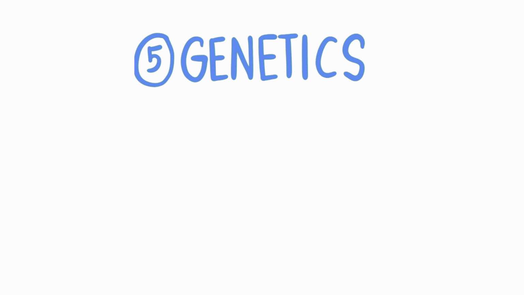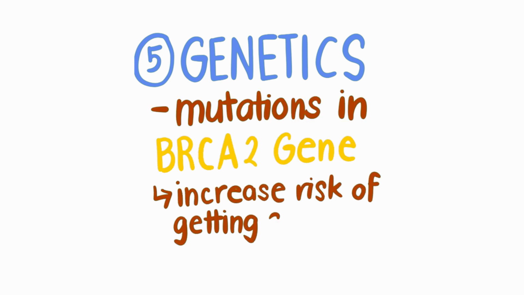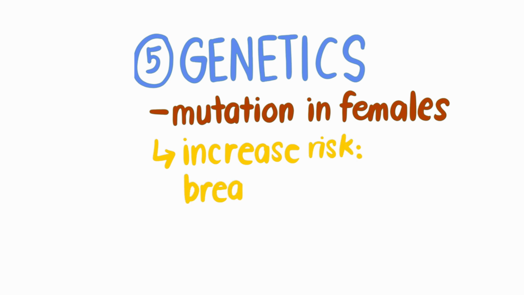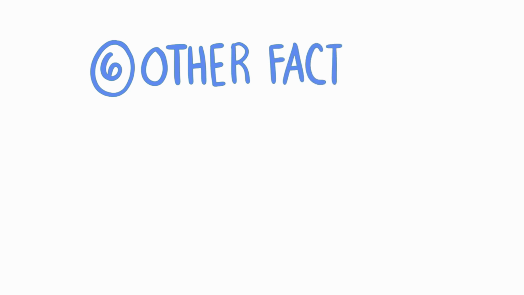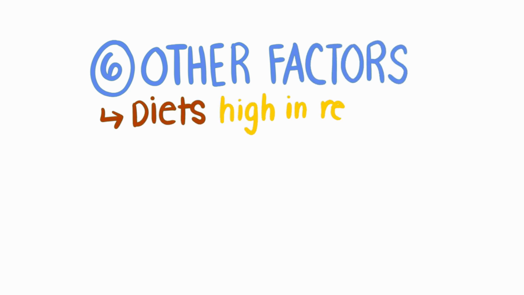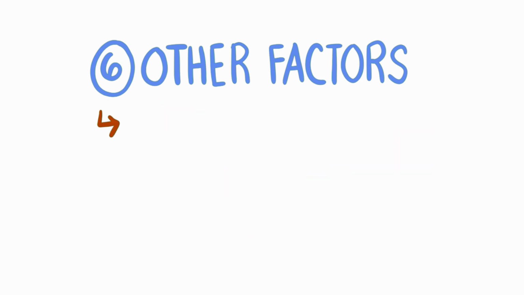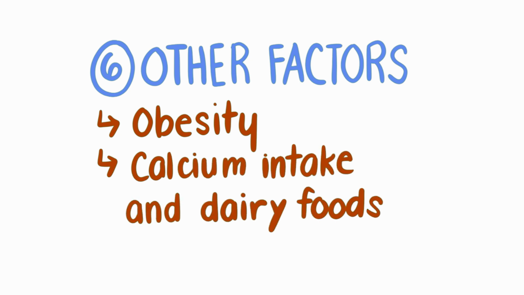Mutations in a portion of the DNA called the BRCA2 gene can increase a man's risk of getting prostate cancer, as well as other cancers. This same mutation in female family members may increase the risk of developing breast or ovarian cancer. Other factors such as diets high in red meat and fatty foods, and low in fruits and vegetables appear to be associated with a higher risk of developing prostate cancer. Obesity is also linked to a higher risk of the disease. Increased calcium intake and dairy foods may increase the risk of prostate cancer.